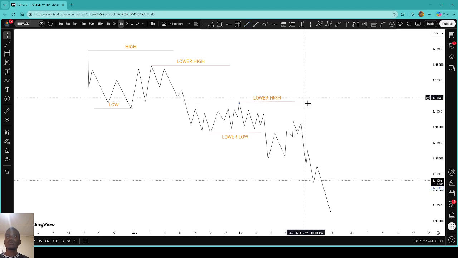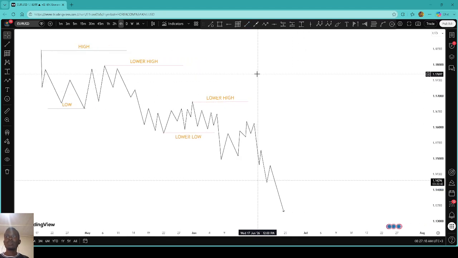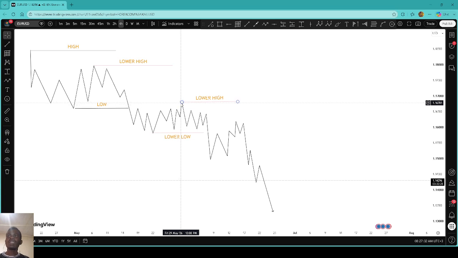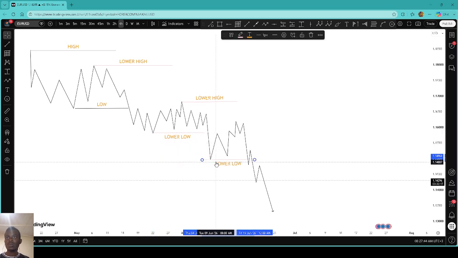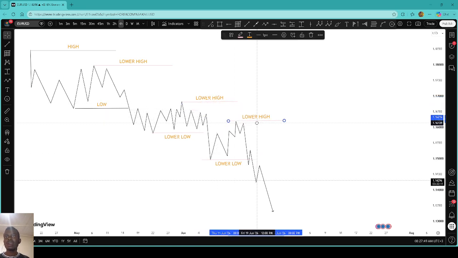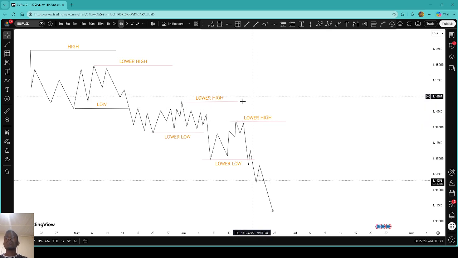I hope you guys are getting what I'm trying to say. So this low, let's put it this way so that it is clearer that it broke. Price broke the low, created a lower low, then came back and made a lower high, then created another lower low, then another lower low, and then the lower low created another lower high. So that is how the market is.